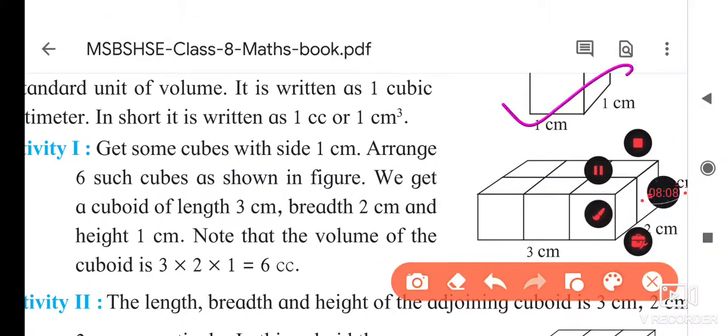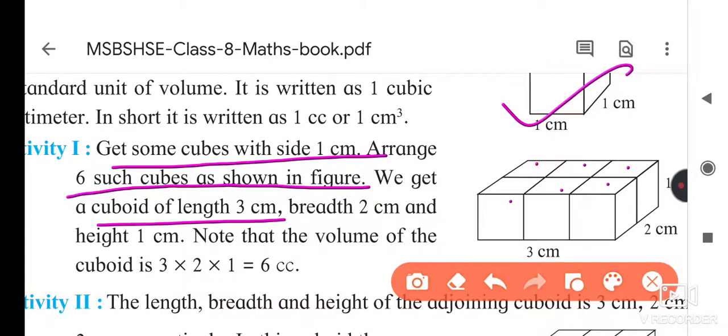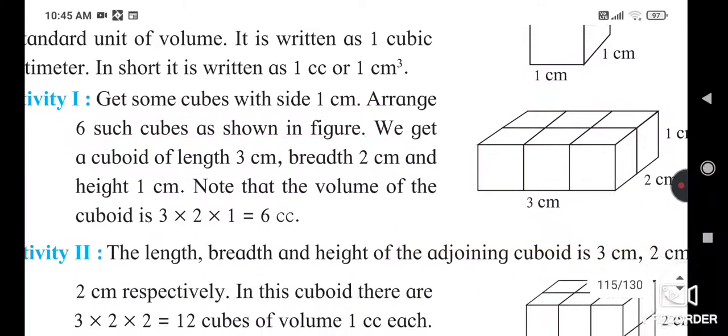So here the volume of this cube is 1 cubic centimeter. Now get some cubes with side 1 centimeter. Arrange 6 cubes as shown in the figure: 1, 2, 3, 4, 5 and 6. In that way we have to arrange as shown in the figure in our textbook. Now we get a cuboid, because each face is a rectangular shape now.